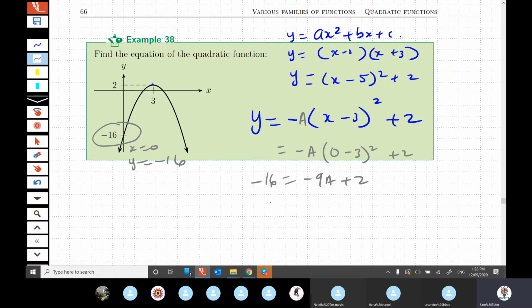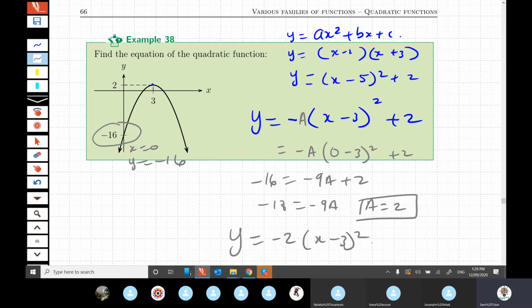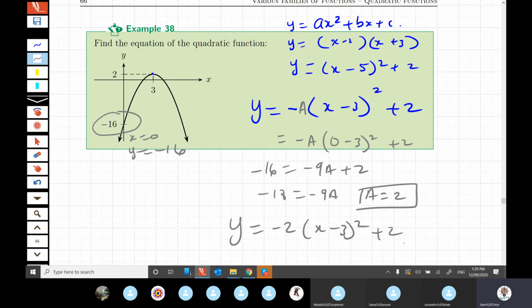So negative 16 take away 2 is negative 18. A equals positive 2. As long as a is 2, the answer is negative 2. As long as there's a number of 2 at the front, the y-intercept becomes negative 16. But look, I still have x minus 3, which means shift the whole graph 3 units to the right, and then plus 2, which means shift the whole graph up 2. Negative means make it a sad face, and the 2 just makes it sharper, in a sense.